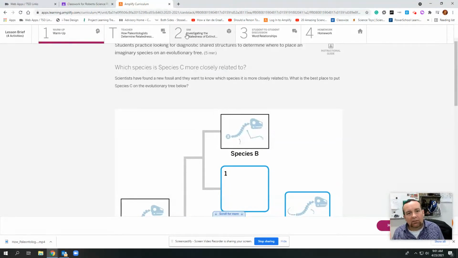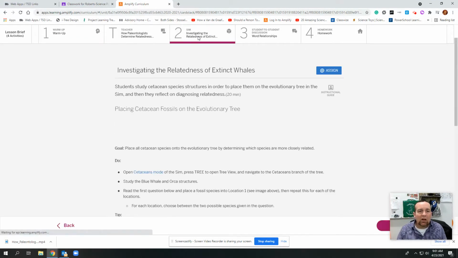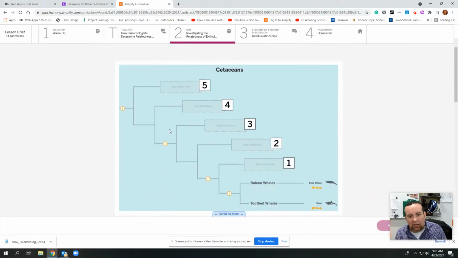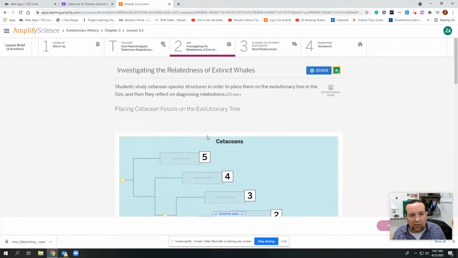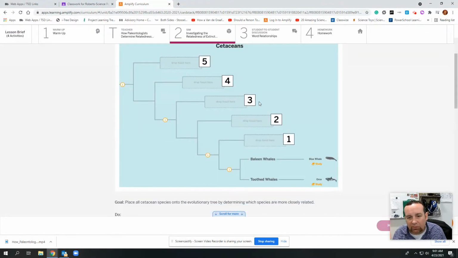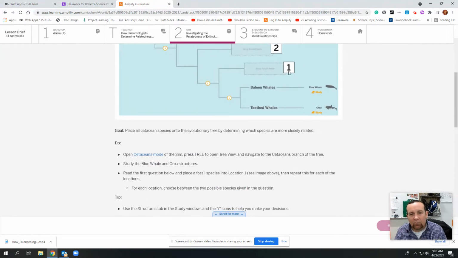All right, friends, let's go to part 2, our sim. And this is just a visual to show you where you want to go. And these are the cetaceans here. What we're going to do is study orcas and the blue whale. And we're going to be looking at some extinct creatures and trying to figure out where they should go on this tree within the sim.